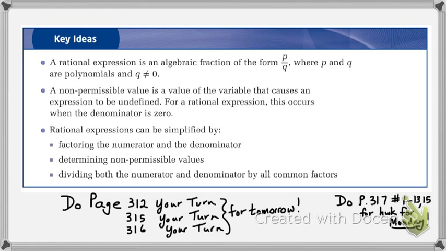So in summary, we find that a rational expression is an algebraic fraction of the form p over q, where p and q are polynomials and q cannot equal 0. A non-permissible value is a value of the variable that causes an expression to be undefined. For a rational expression, this occurs when the denominator is 0. Rational expressions can be simplified by factoring the numerator and the denominator, determining the non-permissible values, and then dividing both the numerator and the denominator by all the common factors.